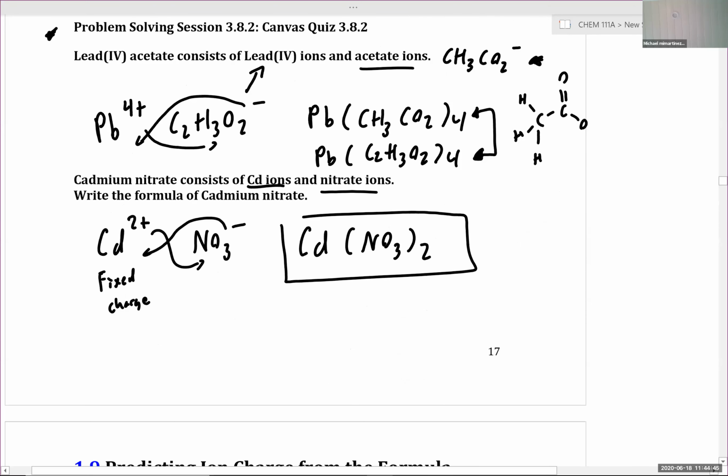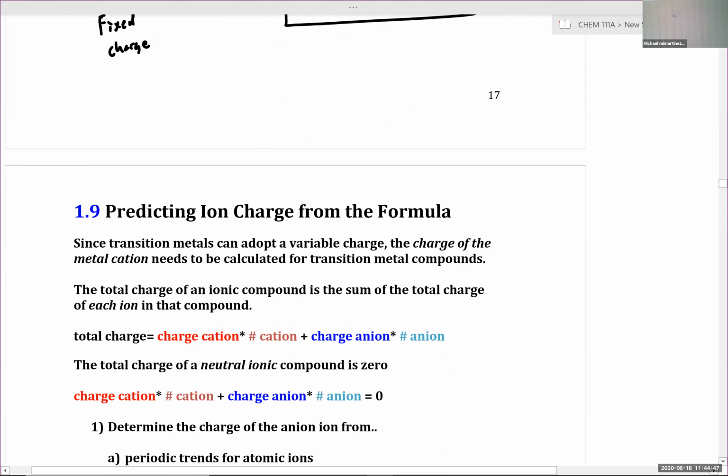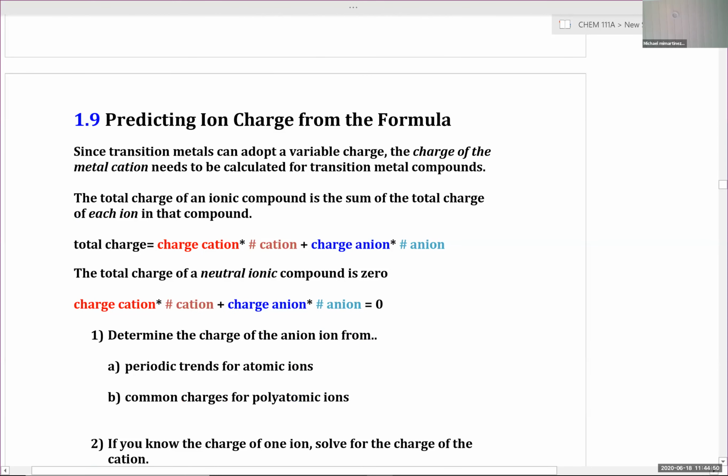If not, let's continue on and let's talk about how to predict the ion charge from the chemical formula. Now, this is really important for transition metals because transition metals can adopt a variable charge. So we need to figure out the charge of our metal cation.